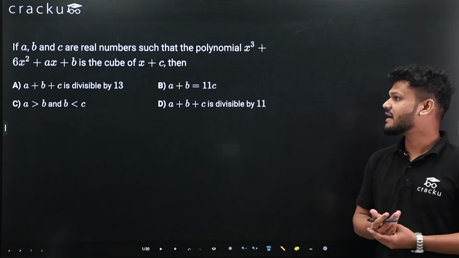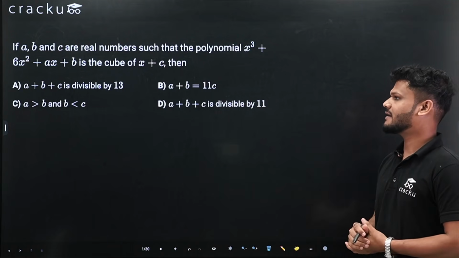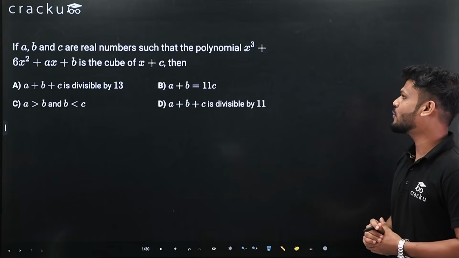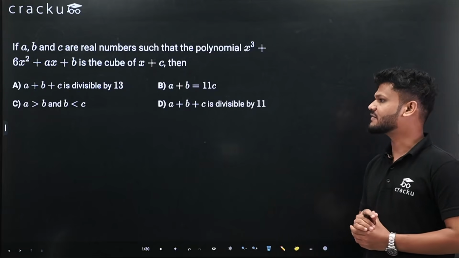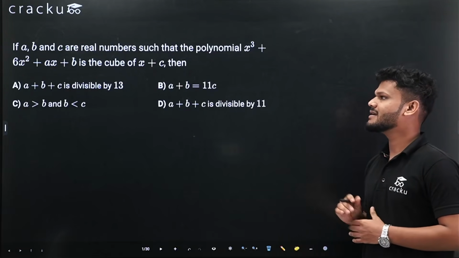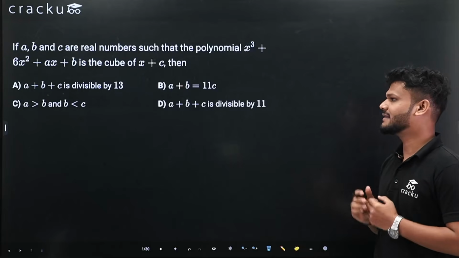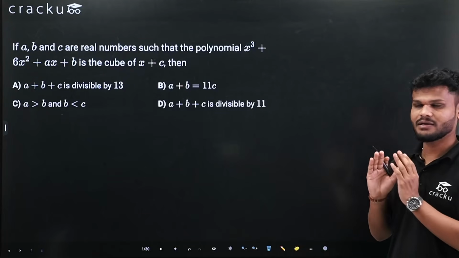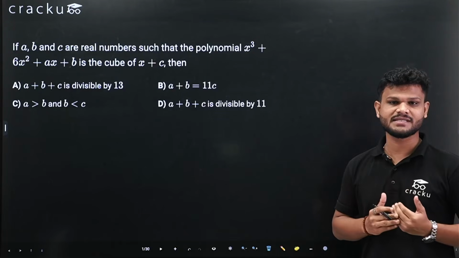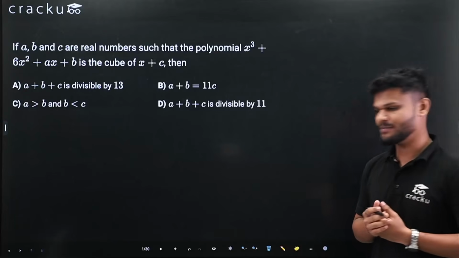So in this question we are asked: if a, b, c are real numbers such that the polynomial x cube plus 6x square plus ax plus b is the cube of x plus c, then we have to find the correct option. The options are given in the form of a, b, c. Let us try to find the values of a, b, c first.